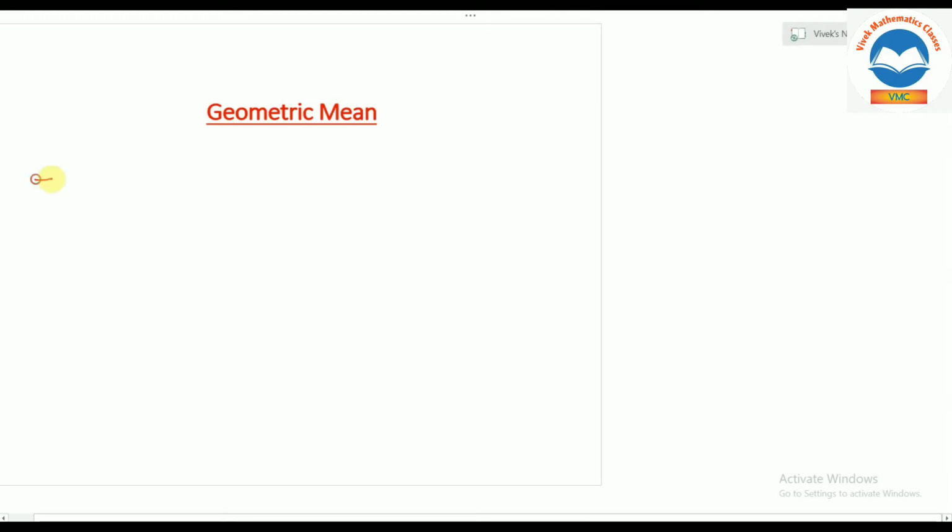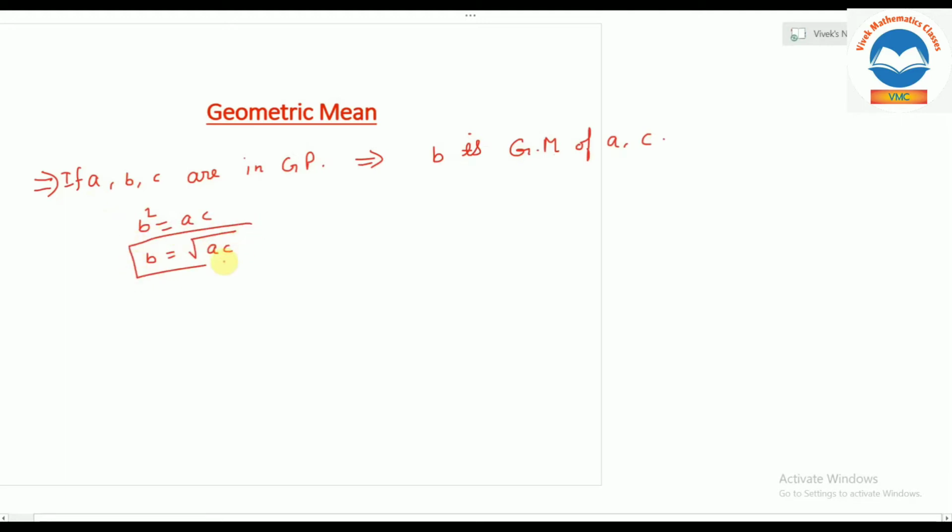If three numbers A, B, C are in GP, then what can we say? We can say the middle number B is the geometric mean, GM, of A and C. Why? Because we know that if A, B, C are in GP, then B square equals AC. So B will be root of AC. So this B will be the geometric mean of A and C.